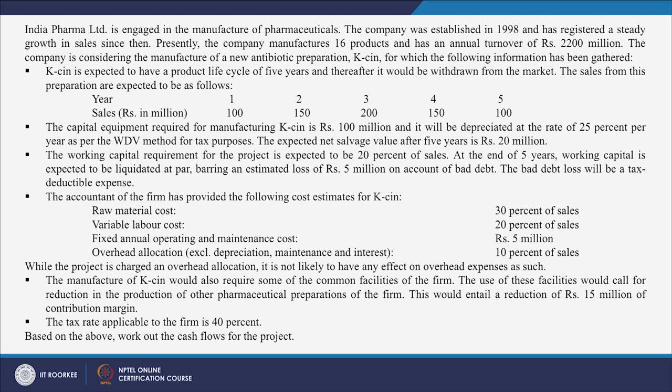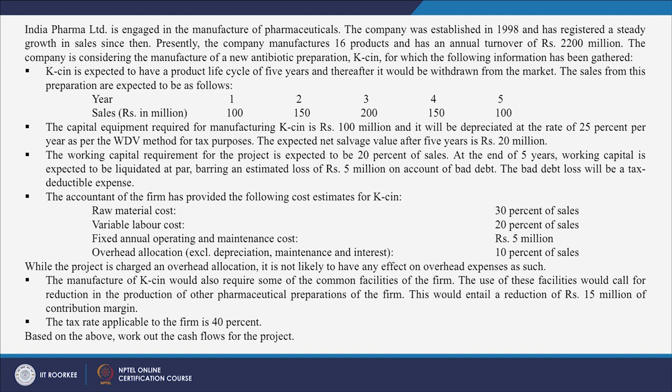Years are given to us, 1 to 5, and sales in million rupees are also given to us. First year the revenue is going to be 100 million rupees, then 150 million rupees, then 200 million rupees, then 150 million rupees and 100 million rupees.